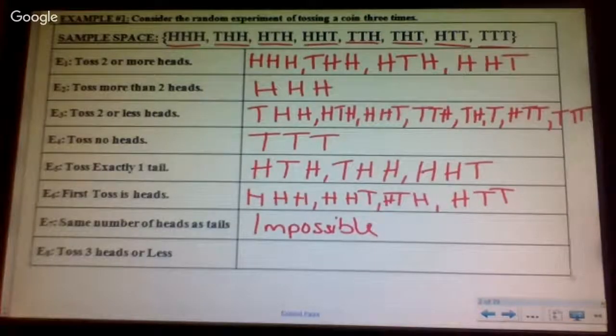All right. Tossing 3 heads or less. That's all of them. So this is a what event? This is a certain event, which means all apply. All of them fall into that category.